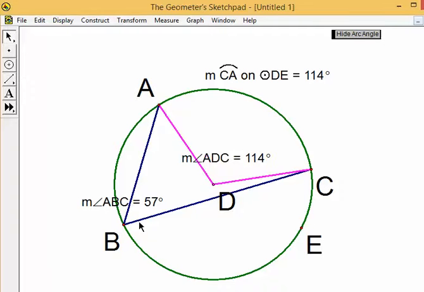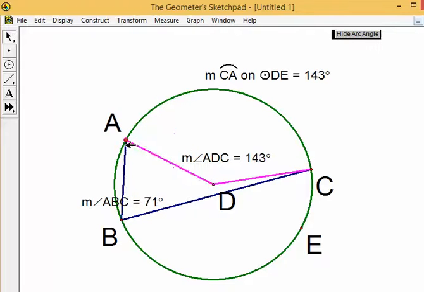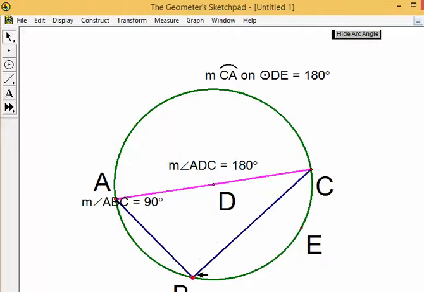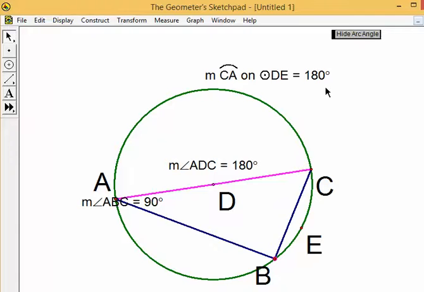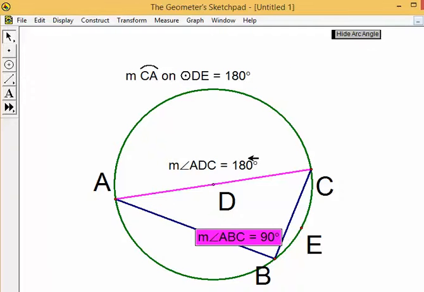Another easy way to see that is, what if I try to make this perfectly straight here? I'm going to turn that into a diameter. Angle ADC is now a diameter, so it's 180 degrees. And look at the arc that we hit. The arc we hit is 180 degrees, but look at the angle. That angle is 90 degrees. That's a right angle. It's exactly half of the 180. Inscribed angles are always half of their intercepted arc.